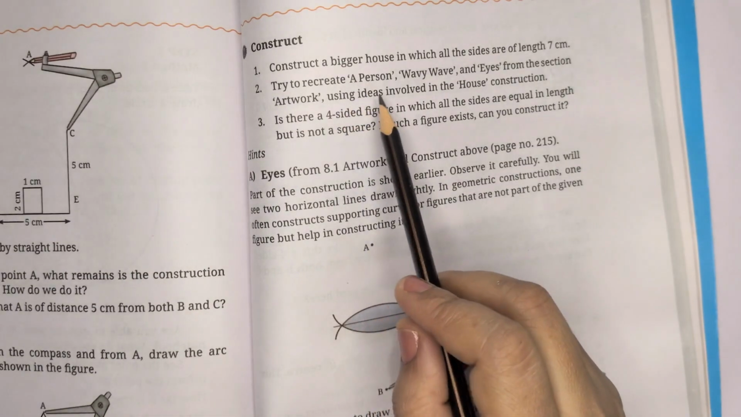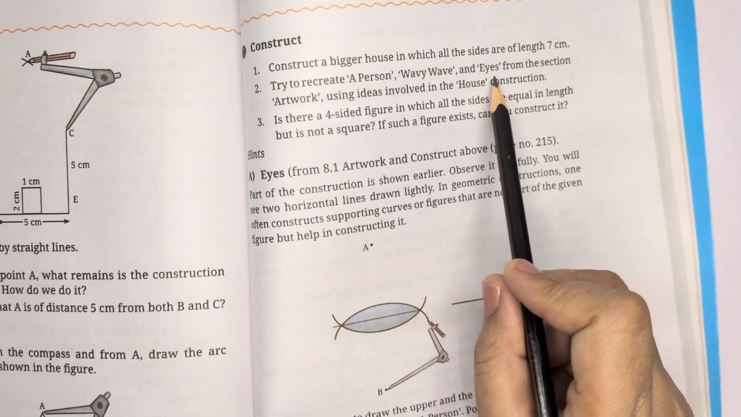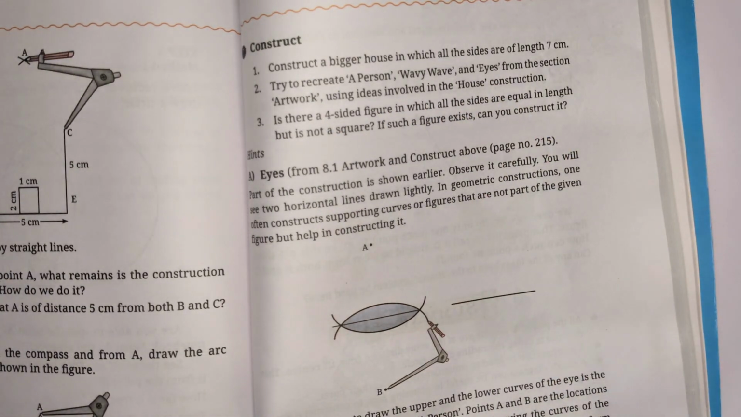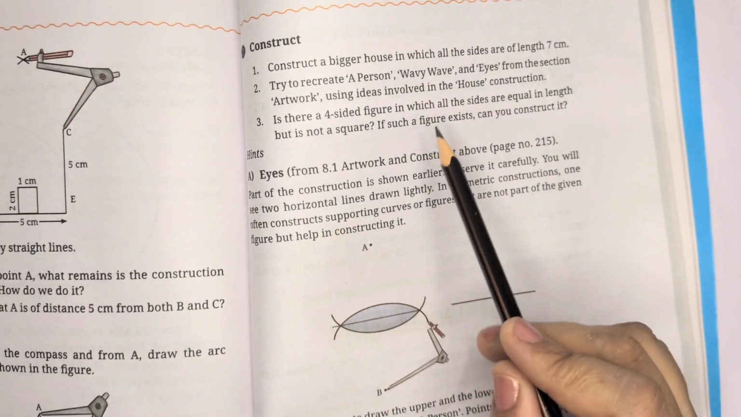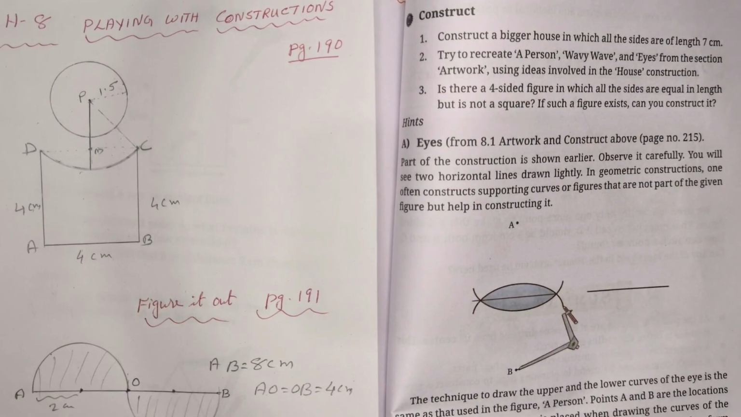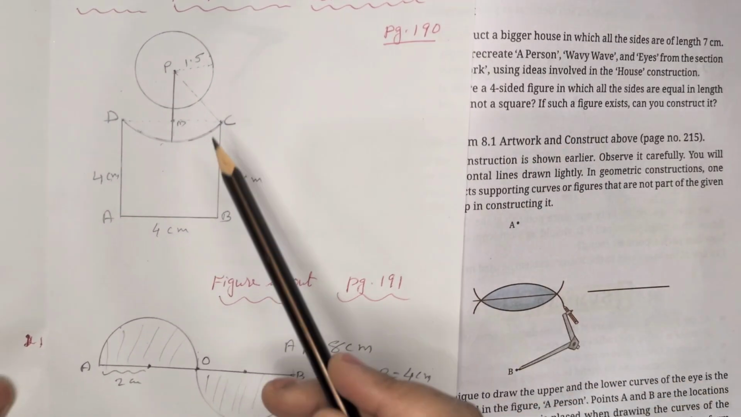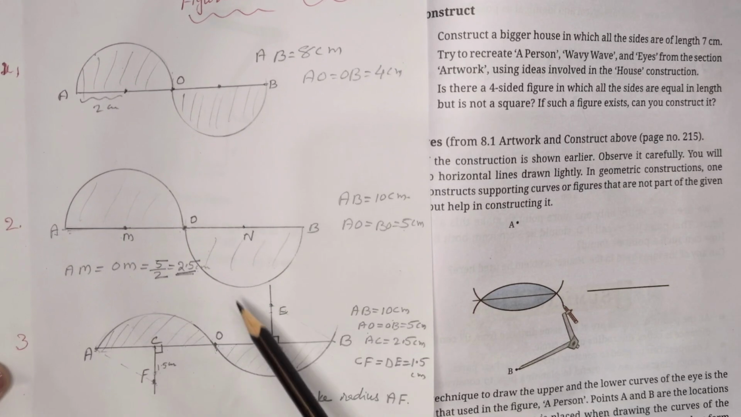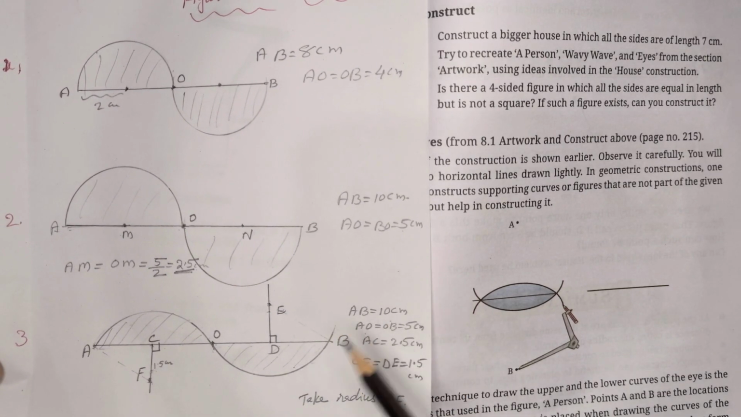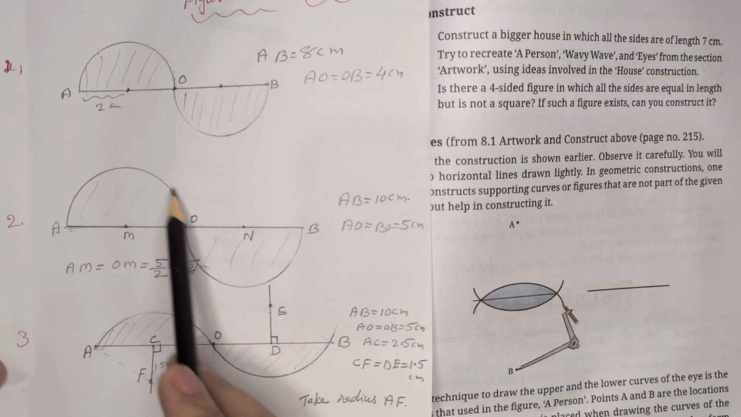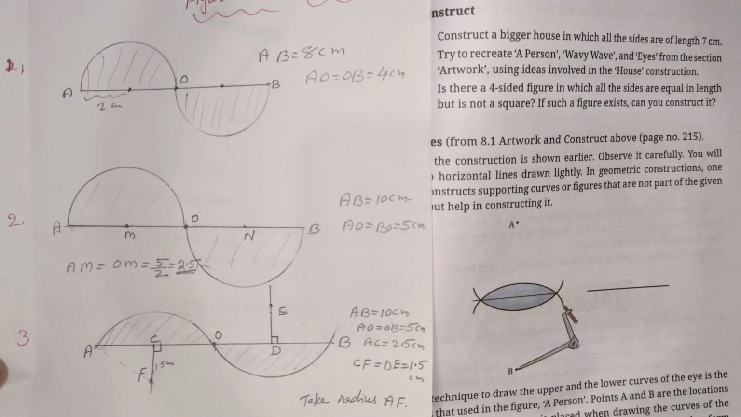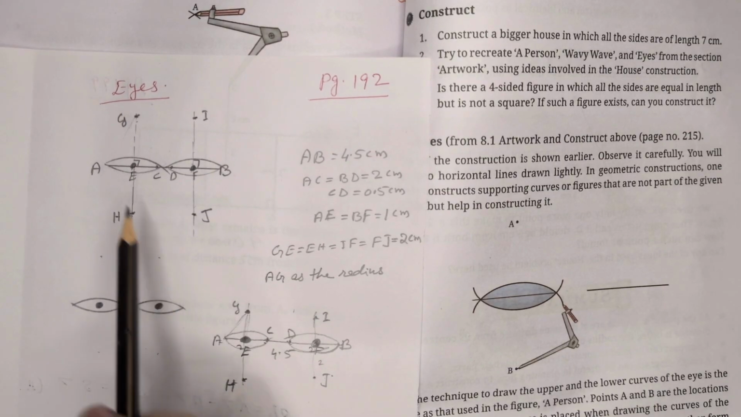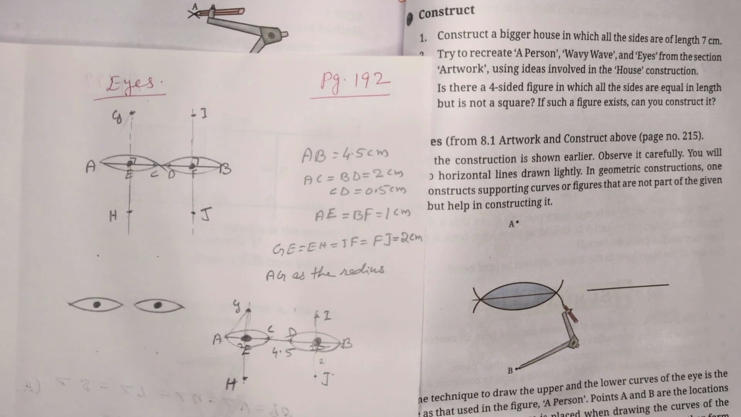Second question: try to recreate a person, wavy hair, eyes from the section of artwork using the ideas involved in the house construction. That we already did, the same thing, we can repeat. Same thing what we did before, a person and wavy hair with a different radius and different way. Here that semicircle, here less than that. And eyes also, same as it, through arcs we can make all these things, the artwork.